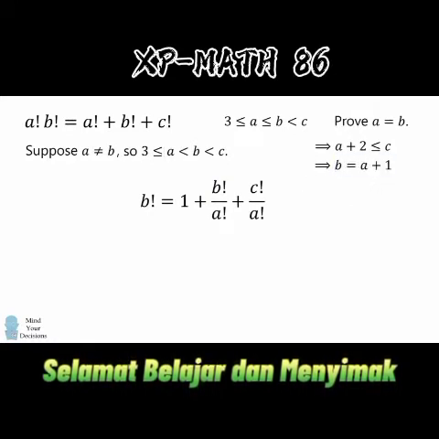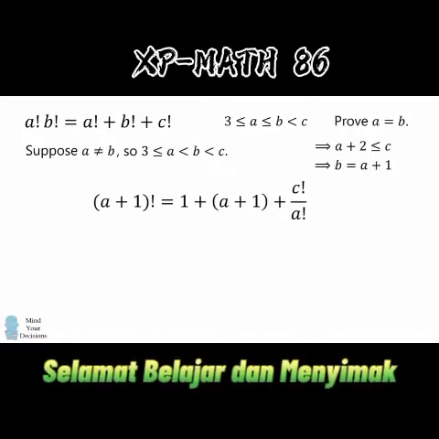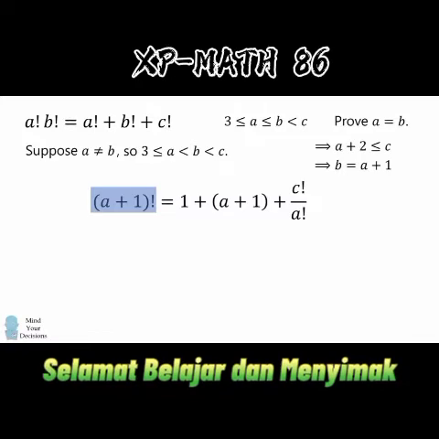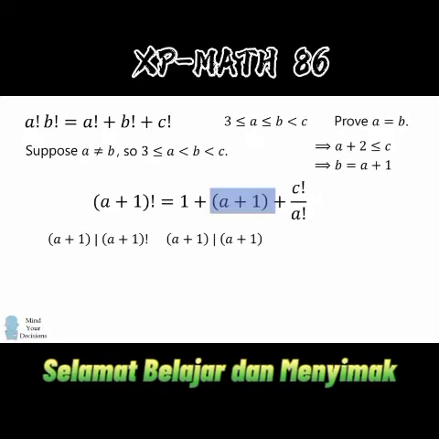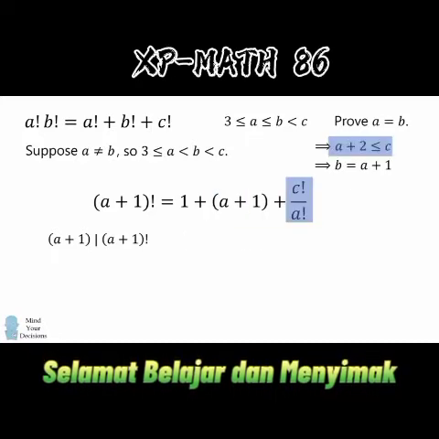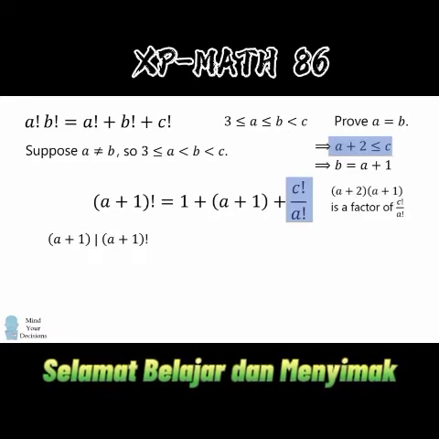We'll substitute that into our equation and we'll simplify. We now consider the divisibility of this equation by the factor a plus 1. The left-hand side is a plus 1 factorial. Naturally, it has a factor of a plus 1. The right-hand side will be the sum of three integers. Naturally, a plus 1 has a factor of a plus 1. Now, c factorial over a factorial will also have a factor of a plus 1 because c is at least equal to a plus 2.